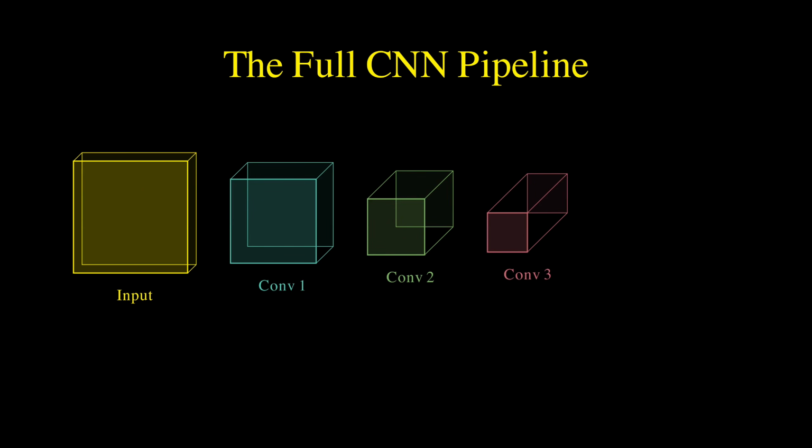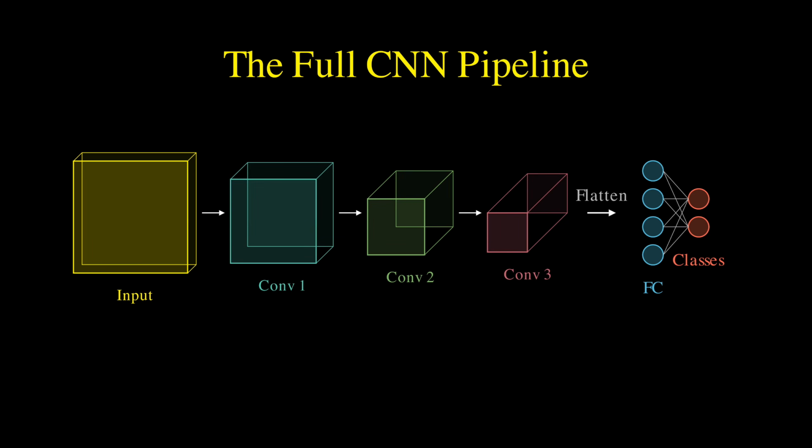The output of one layer becomes the input to the next. Notice how the spatial dimensions gradually get smaller, while the depth, the number of channels, grows. The early layers work with large spatial maps and few channels, while the deeper layers work with small spatial maps packed with many channels. At the very end, we take that final compact volume and flatten it into a one-dimensional vector. This vector then feeds into a regular, fully connected neural network for classification.